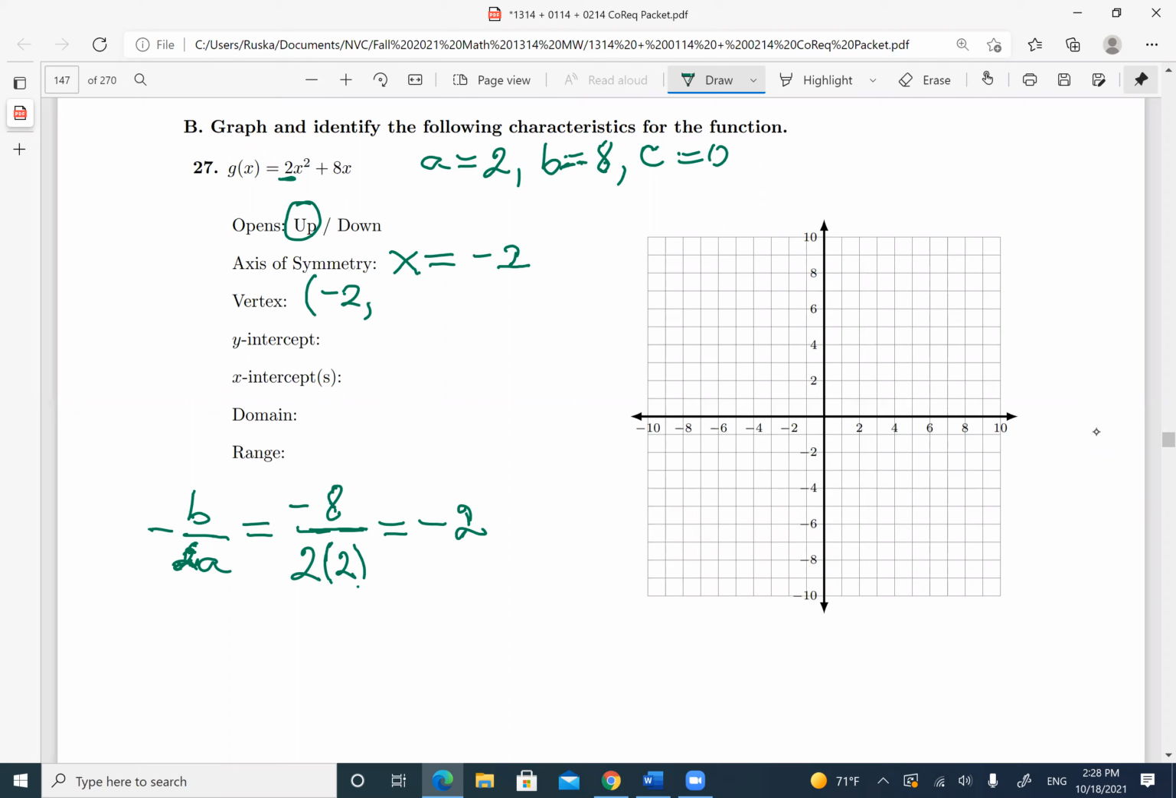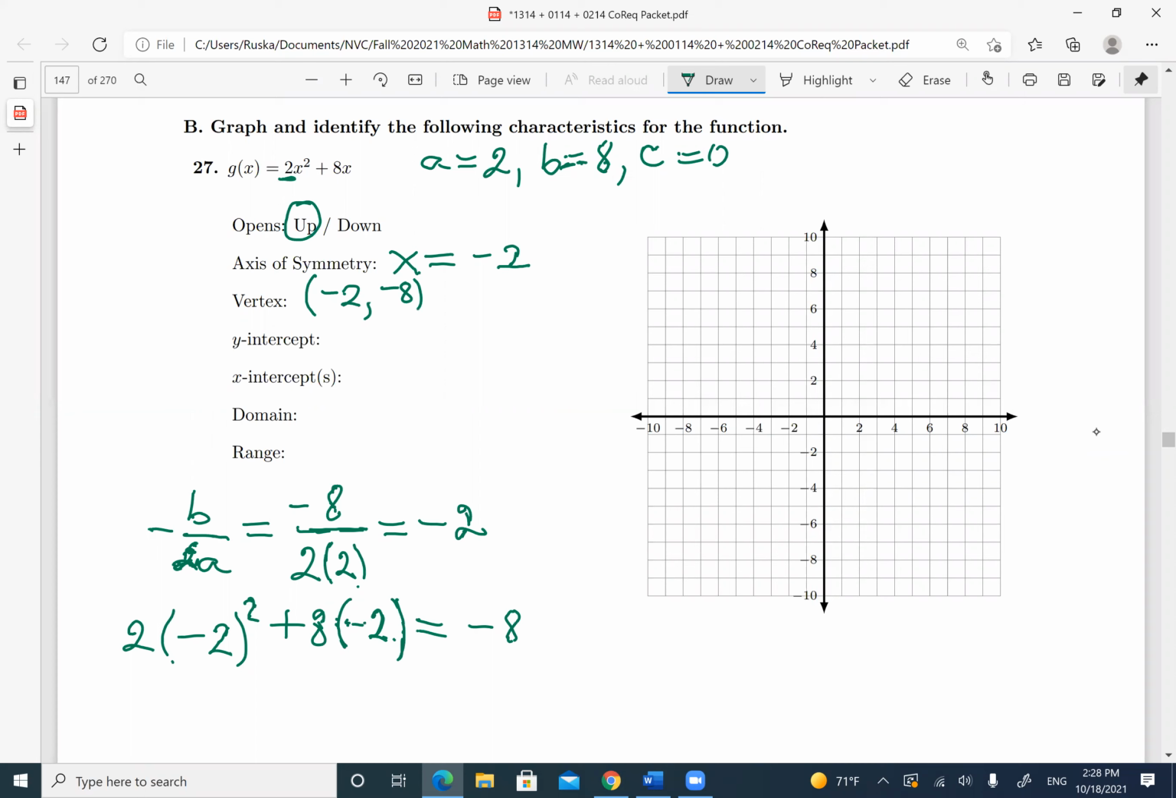And then finding k is going to be just plugging in negative 2 for each x. So it's going to be 2 times negative 2 squared plus 8 times negative 2. So what is that? We're going to get 8 minus 16, which is negative 8. So the second number in the vertex is going to be negative 8. The second coordinate is negative 8.